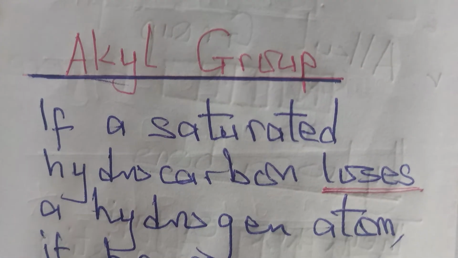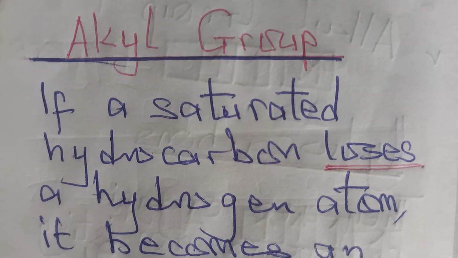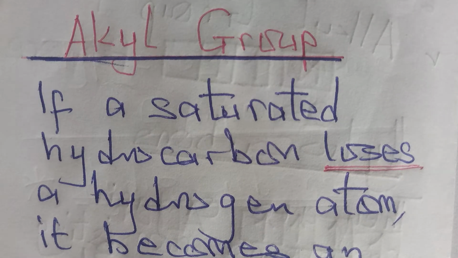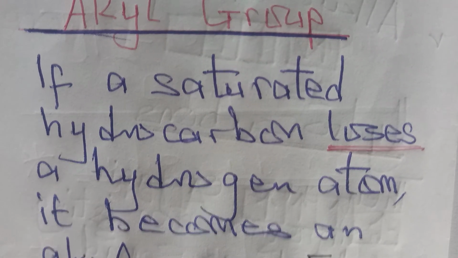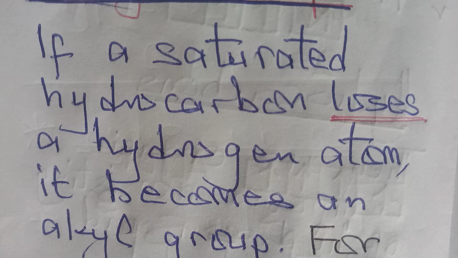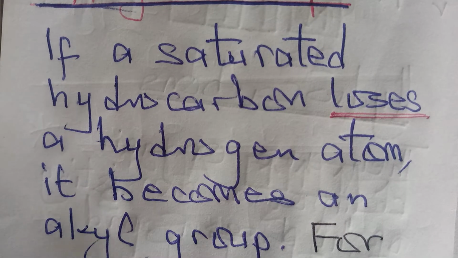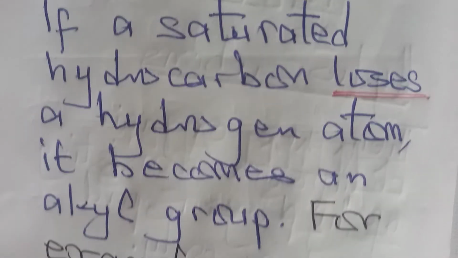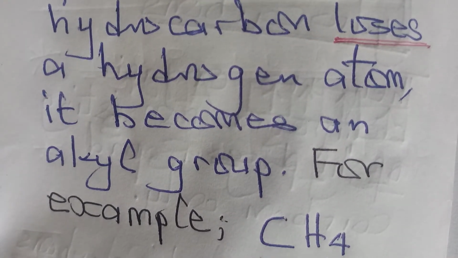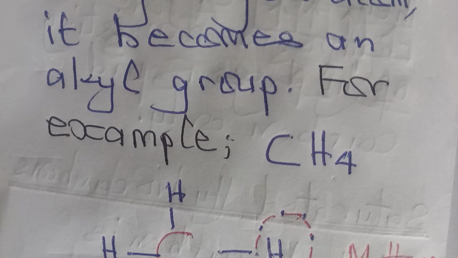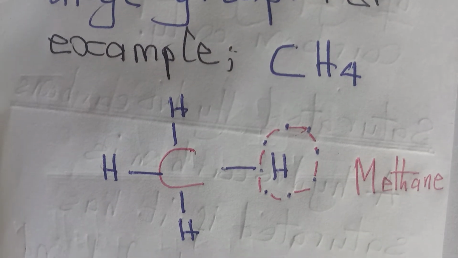Another beautiful term we need to consider is the alkyl group. What are alkyl groups? Alkyl groups are formed from saturated hydrocarbons when they lose hydrogen atoms. So if a saturated hydrocarbon loses a hydrogen atom, it becomes an alkyl group. And these alkyl groups are usually represented by R, uppercase R to be very specific.